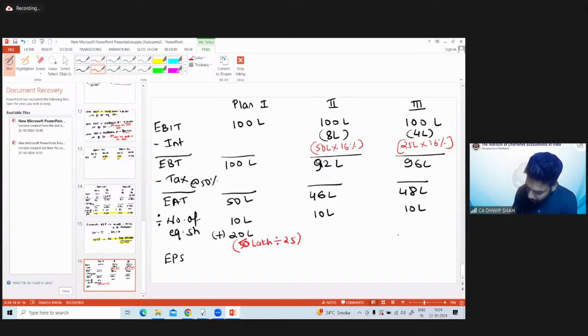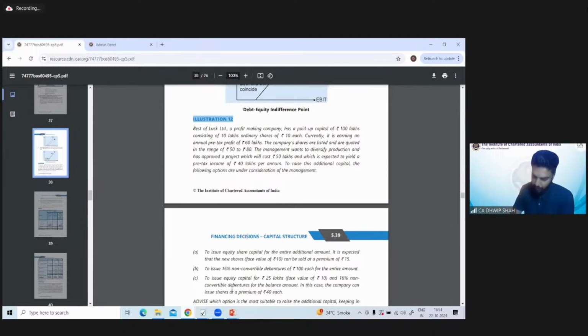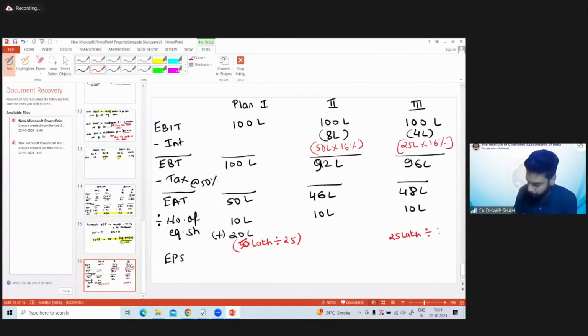In alternative 3, I will raise 25 lakh through equity and at an issue price of 50 and not 40. 40 is the premium. Sorry, it's 2 lakh, not 20 lakhs. 50 lakh divided by 25 is 2 lakhs. And 25 lakh divided by 50, in this case, it is 0.5 lakh.